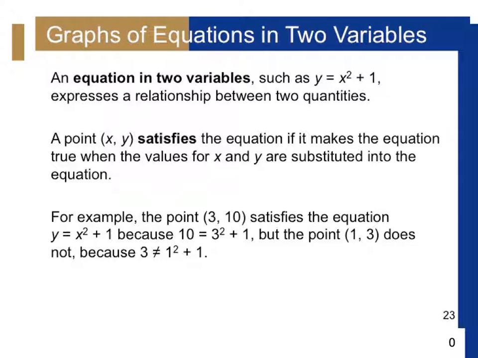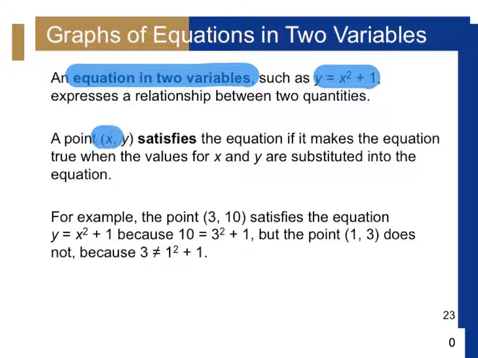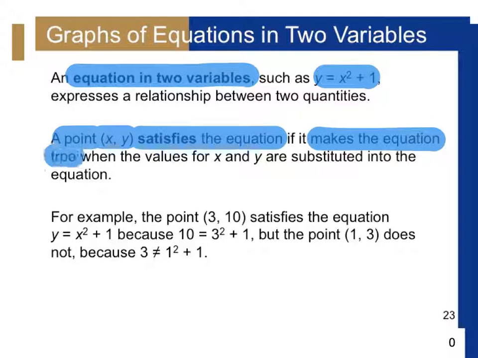Now let's look at how we graph an equation in 2 variables. Let's look at something, a quadratic, like y equals x squared plus 1. We could say a point, an xy ordered pair, satisfies the equation if it makes the equation true. So if you plug your xy pair into this equation, if it's true, then that point satisfies the equation.